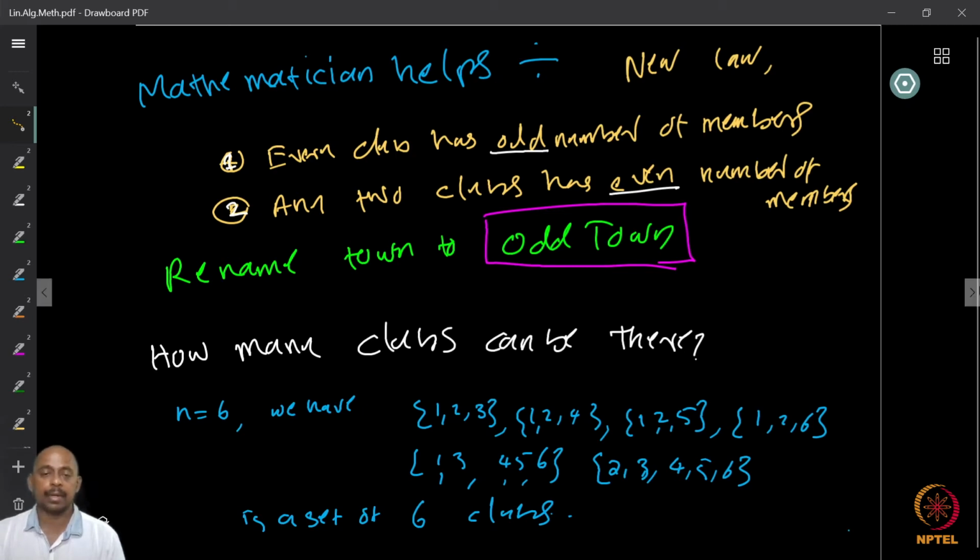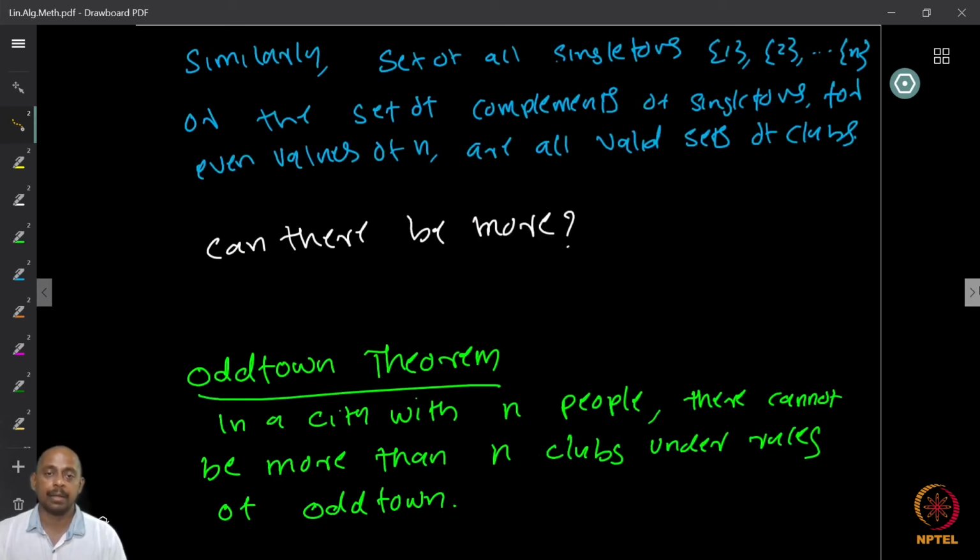Now the question is: can there be more than n clubs, right? If it is only n, then it's a huge success, right? Because from 65,000 we are making it to just 32, because 32 is the number of people in that city. So the odd town theorem says that in a city with n people, there cannot be more than n clubs under the rules of odd town. This is a huge improvement, right?